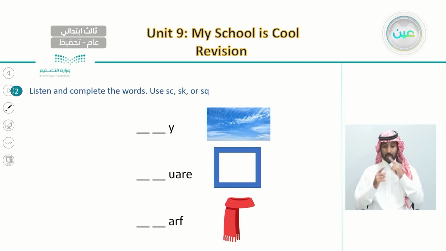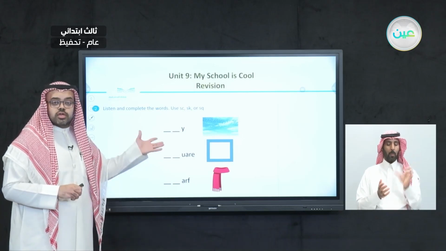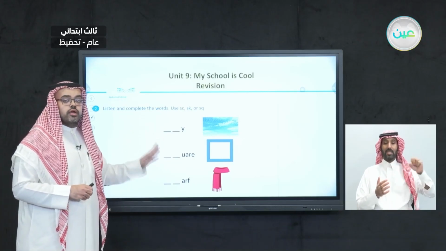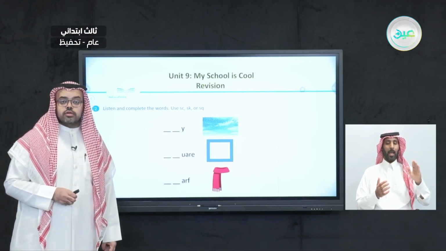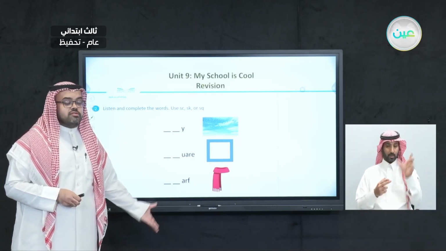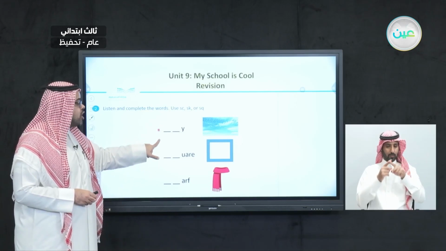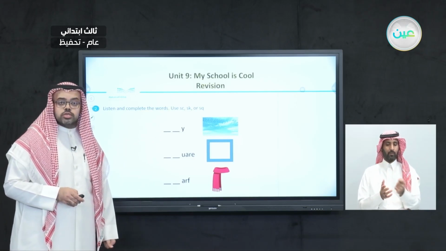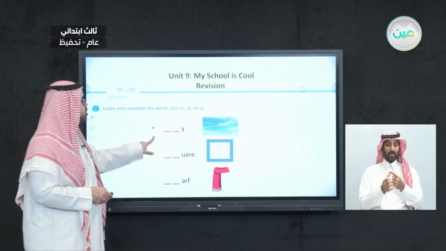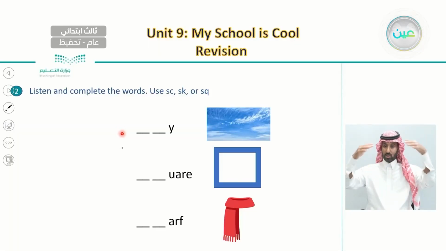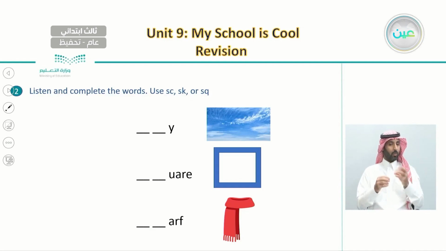So for the second exercise, what you need to do is to listen first to the teacher when he says all of these different words, and then decide what you should fill in the missing letters with, either SC, SK, or SQ. So let's start now by listening to these different words, and then I would like you to decide what letters we should fill it in with. The first picture here is sky. Sky. So what do you think we should fill in this word with?